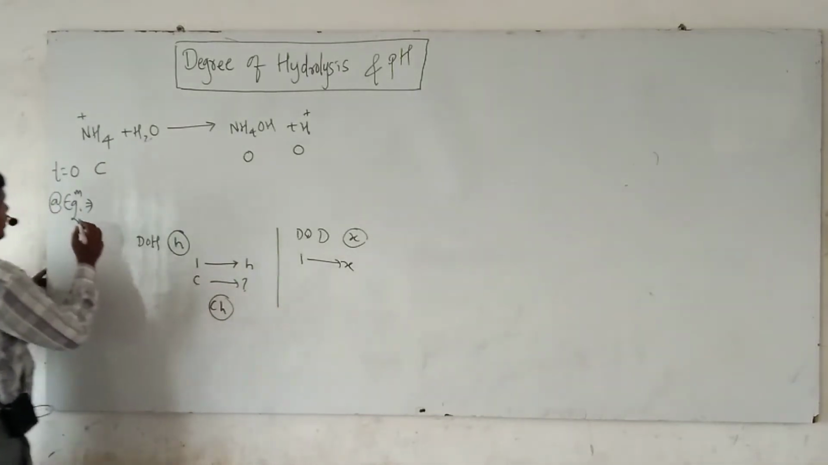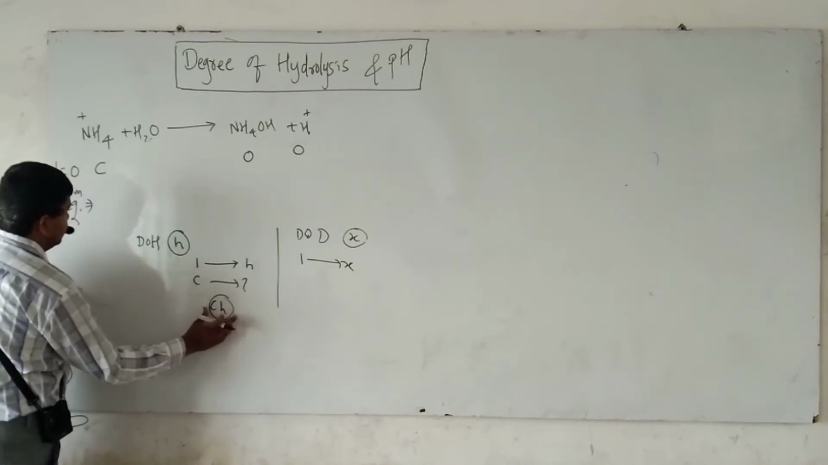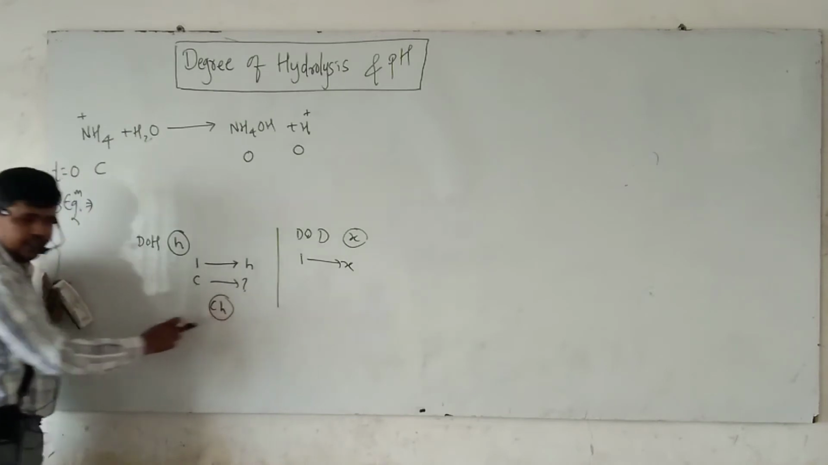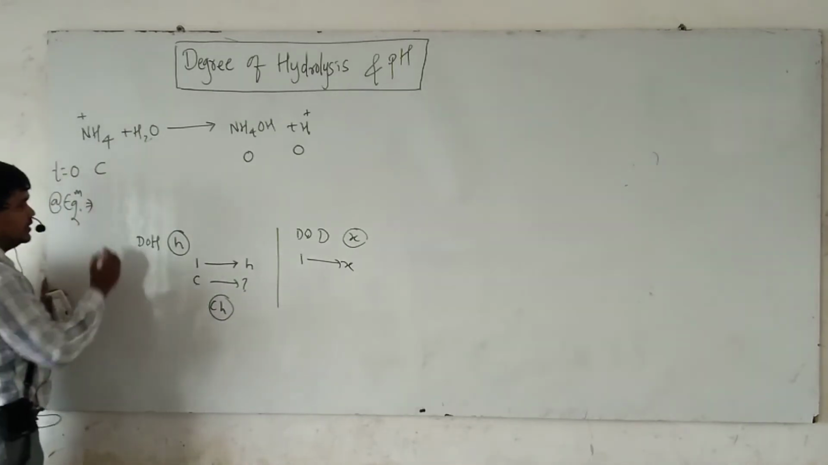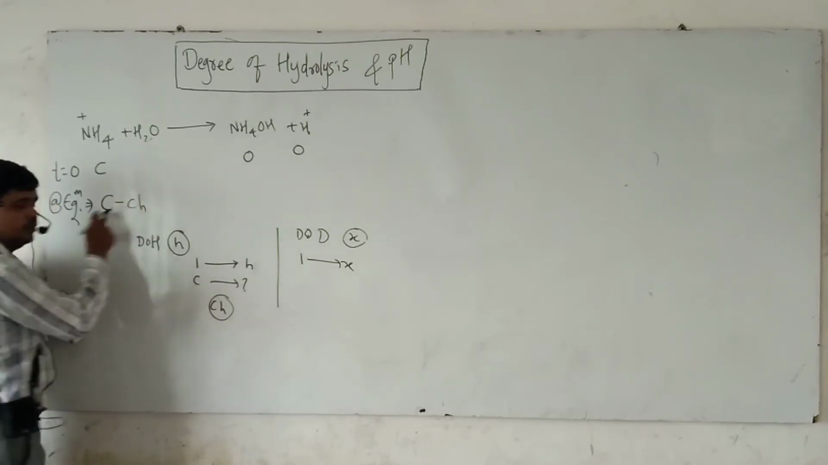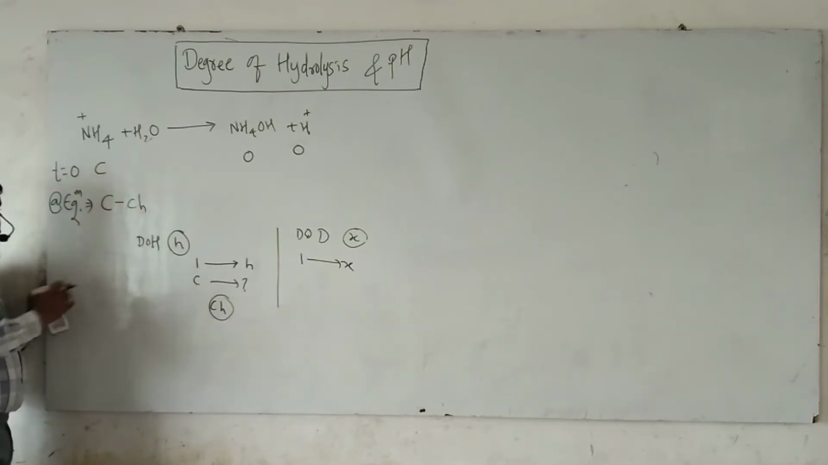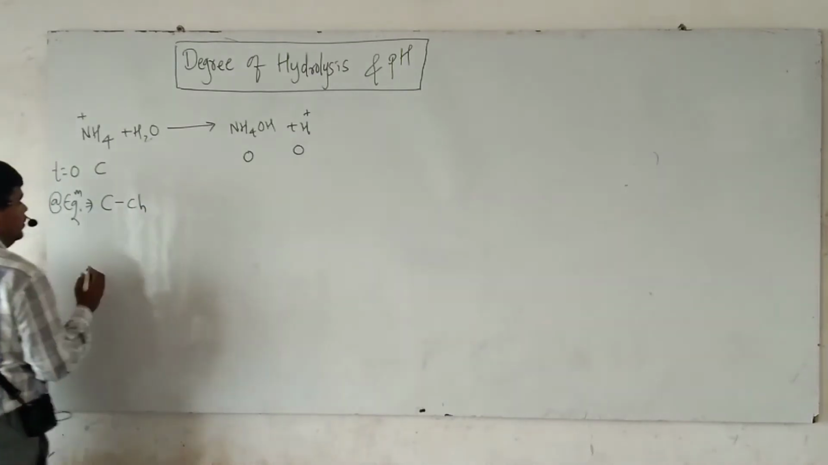Okay. Now CH is what? The concentration at equilibrium. CH is hydrolyzed. CH amount of salt is hydrolyzed, meaning CH is reduced from C. Out of C, the concentration you have taken, CH is reduced from that. So C minus CH.